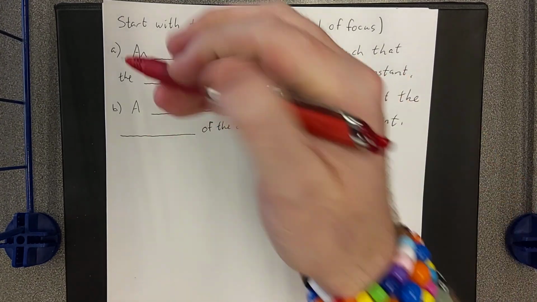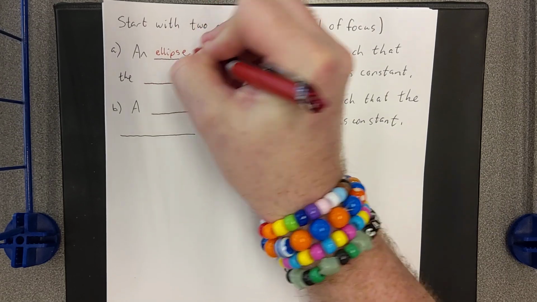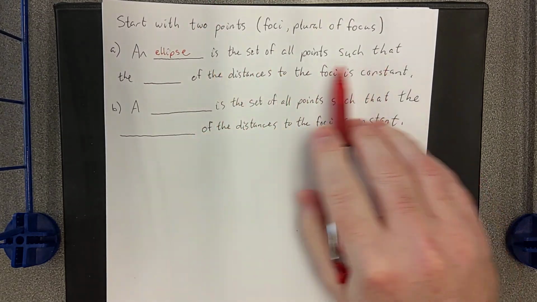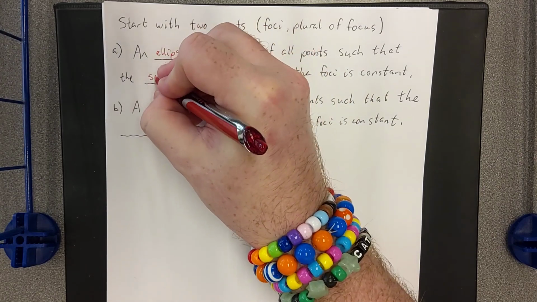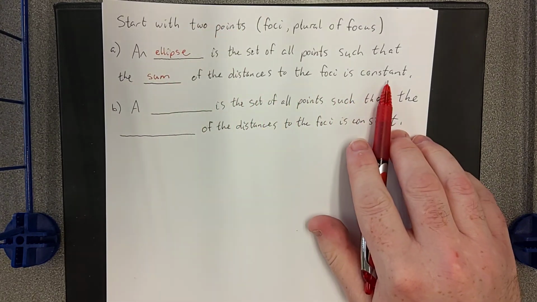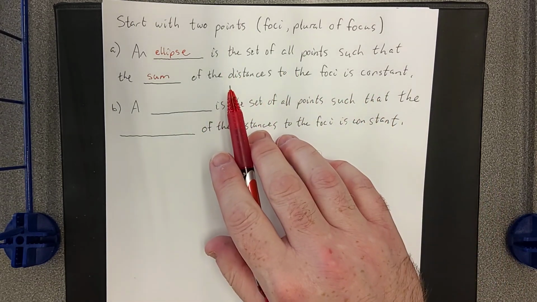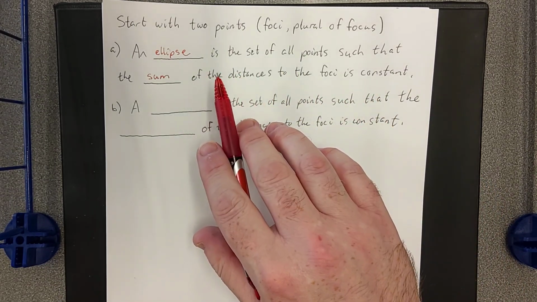So in last section, we said an ellipse is the set of all points such that the sum of the distances to the foci is constant. So as long as that sum is constant, you have an ellipse. That's the definition that I gave you last section.